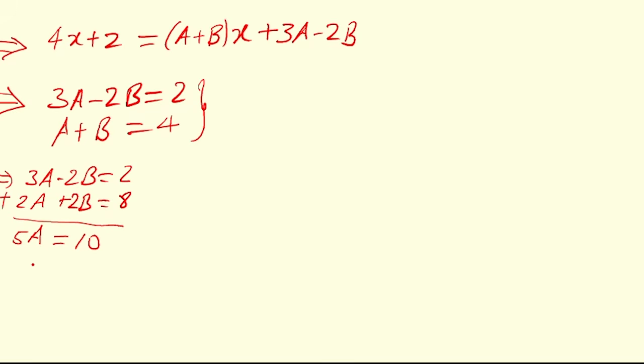Divide both sides by 5, so a is equal to 2. Then what is b? From the second equation, we know that b is equal to 4 minus a. A is 2, therefore b is equal to 2.